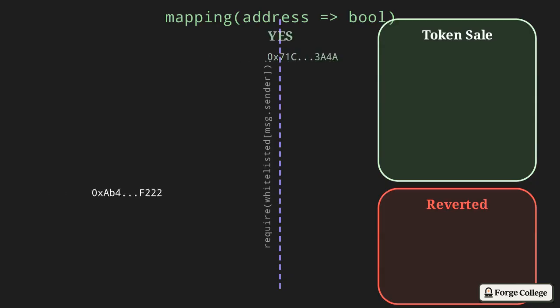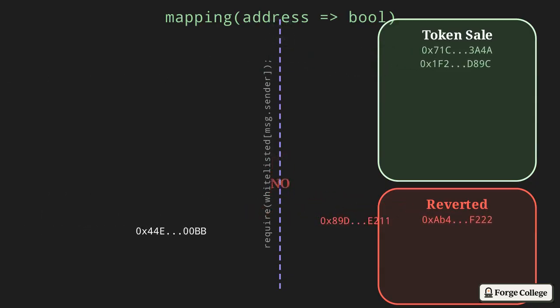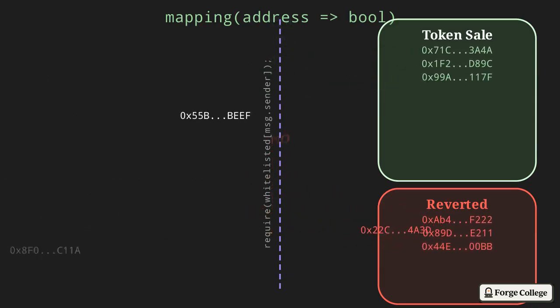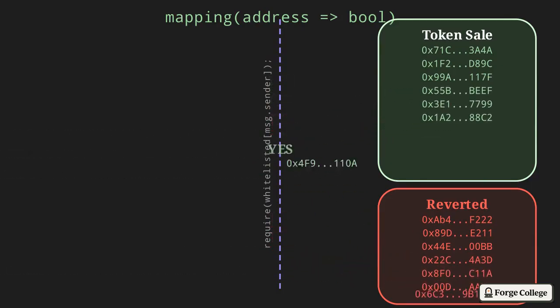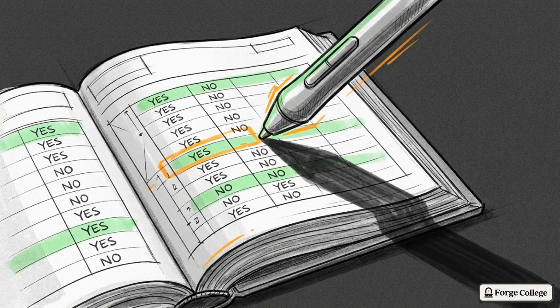Think of this as a super fast digital ID checker. When an address tries to interact with your sale, the contract looks at its ledger and gets an instant yes or no back. The engineering challenge is deciding who gets the permission to write those yes or no answers into the ledger in the first place.